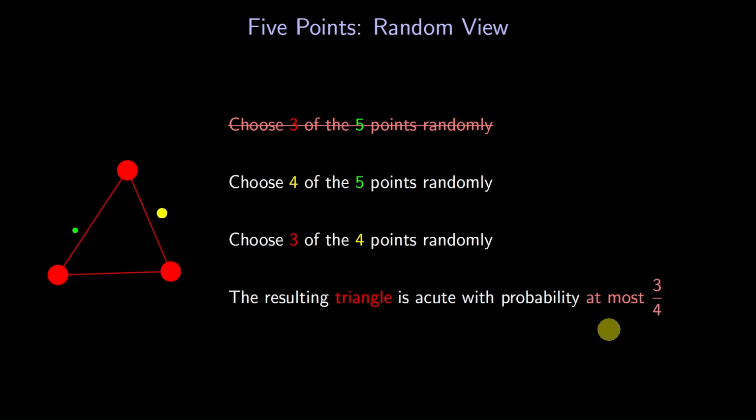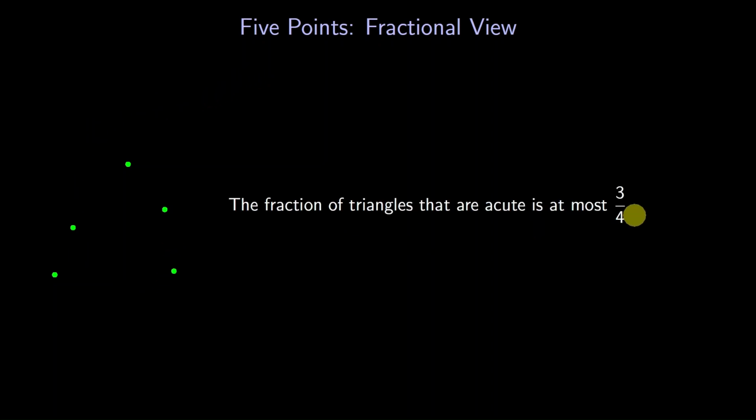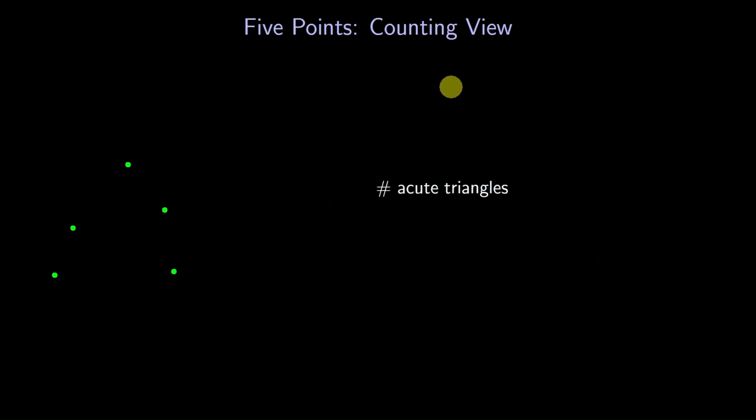Okay, we made progress on the 5-point case by thinking randomly. Let's look at the 5-point case in other ways. For example, we can look at the fractional view. With 5 points, what fraction of the triangles will be acute? It's at most 3/4. That follows from the random view. Next, let's turn to the counting view. What can we say about the number of acute triangles? It's at most 3/4 of 10. That's because at most 3/4 of the triangles are acute, and there are 10 triangles. 3/4 of 10 is 7.5, so the number of acute triangles is at most 7.5.